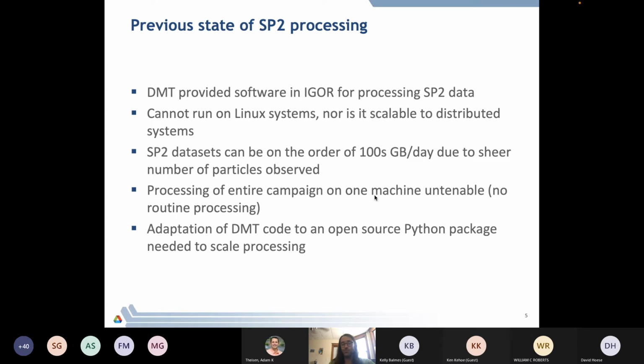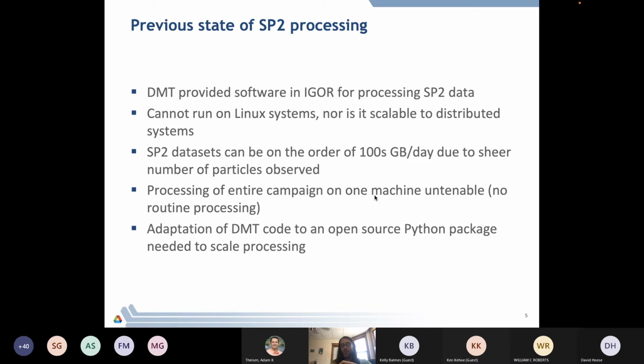Now the problem with SP2 datasets is that they collect hundreds of thousands of particles, so these could be hundreds of gigabytes a day, just because of the number of particles observed. So we had to process an entire field campaign on a laptop. You would have a student running a laptop for a few weeks just to do one or two days. So it became untenable to do operational analysis of SP2 data.